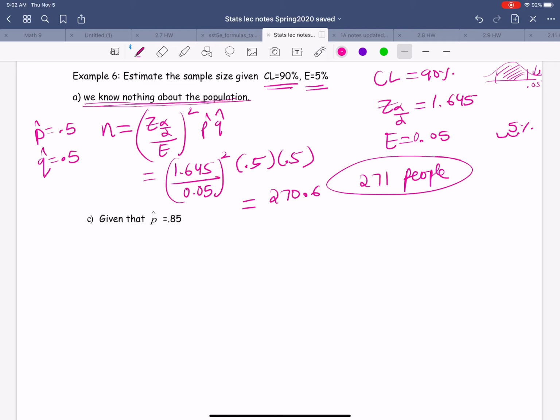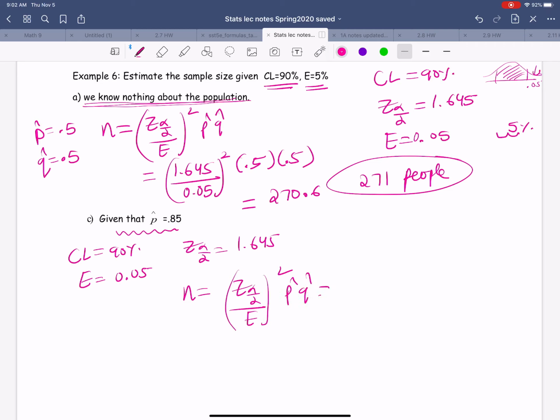Okay? Now in the next case, I actually know p hat. So let's say from a previous study, I know p hat. So still, we want to be 90% confident. Confidence level is still 90%. It's part B of the same problem. Margin of error is 0.05. z alpha over 2 is 1.645. So now the sample size, let's see how the sample size gets affected.